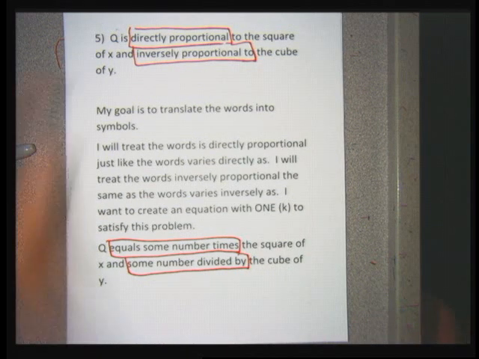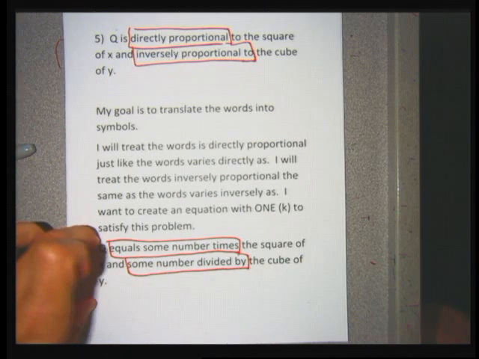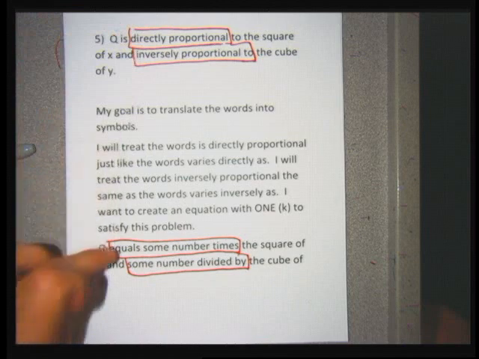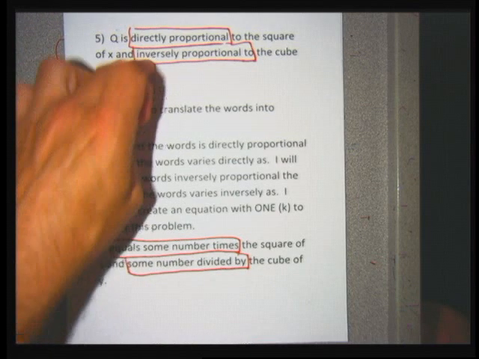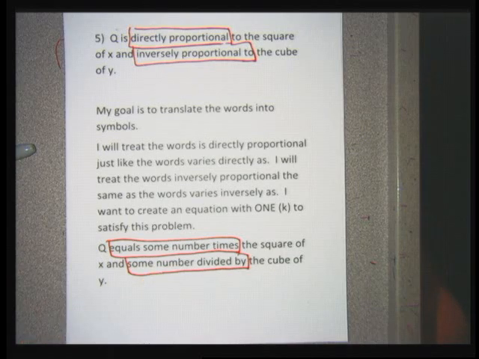So I translated the initial problem into a problem that had words that I understand better. Directly proportional, I made equals some number times. Inversely proportional, I made it some number divided by. Now it's going to be a little bit tougher to get my equation. You almost just have to see this. And after you see a couple of them, then maybe you can do it. But it's not intuitive. I would guess if I was a student, I wouldn't come up with the answer that I want just by myself.